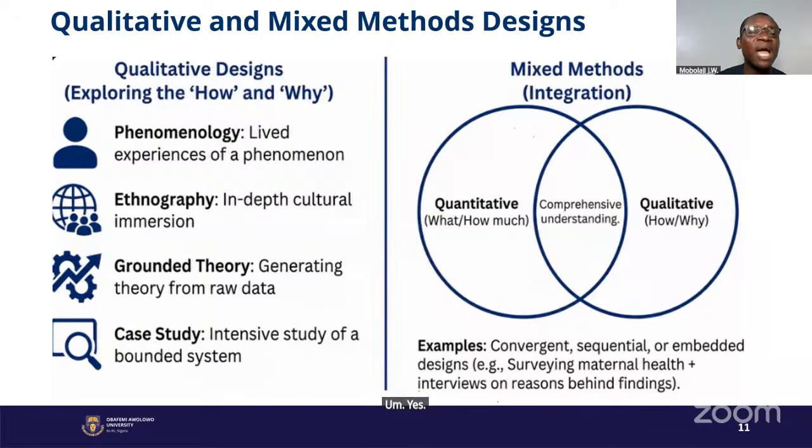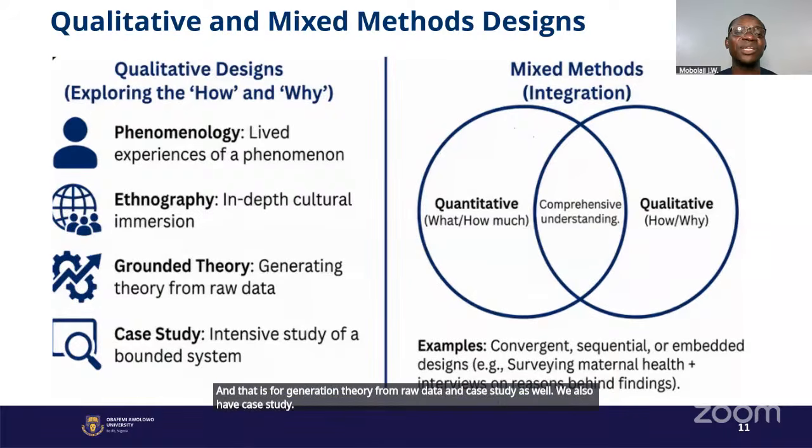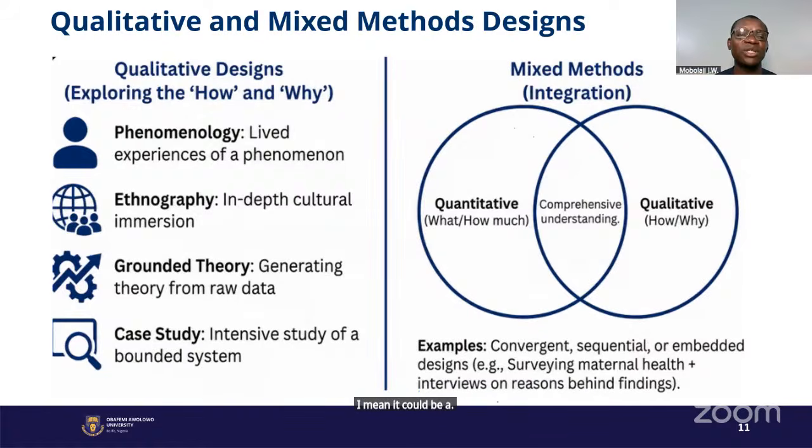So then we have grounded theory, and that is for generating theory from raw data. We also have case study, which is an intensive study of a bounded system. It could be an individual, it could be a situation, I mean, it could be a community. It's a scenario. You study that scenario. You study the individual extensively. So that is a case study. Of course, this is not quantitative; it's qualitative.